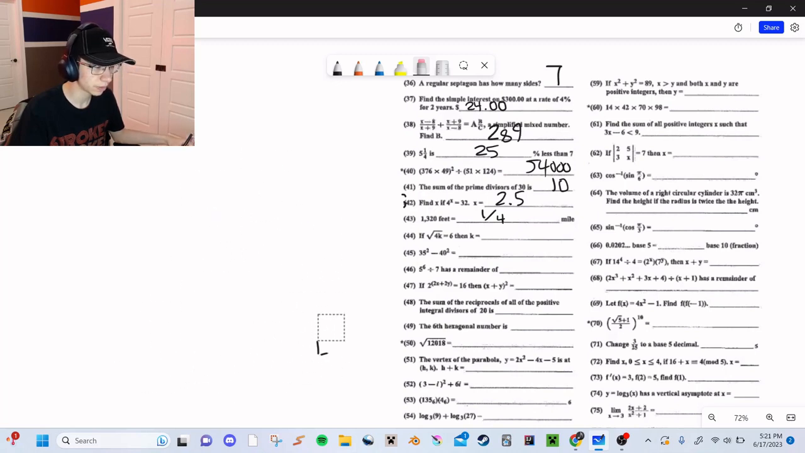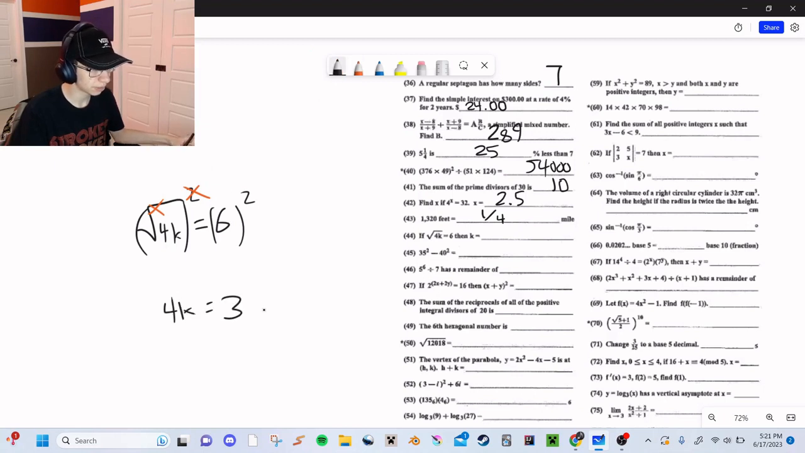Okay, so 44. This is a simple algebra equation. If this equation's true, then what's k? Let's square both sides. The square root and the square cancel out. I'm left with 4k equals 36. Now I can divide by 4 on both sides. These 4's cancel out, and I'm left with k equals the quotient of 36 divided by 4. That's 9. So k is 9.